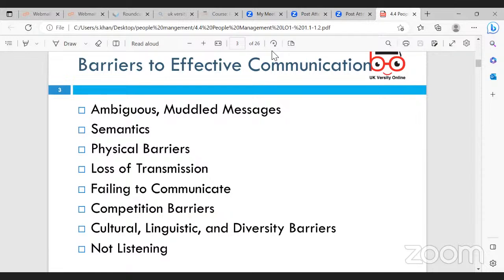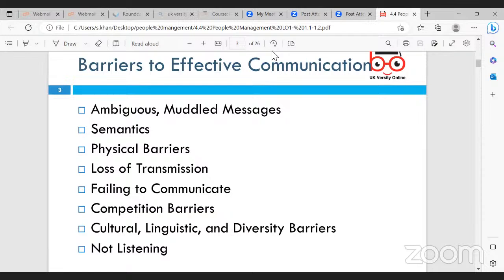Another one is physical barriers, which are those that arise due to certain factors like faulty equipment, noise, closed doors, cabins that cause the information sent from sender to receiver to become distorted, which results in improper communication. Loss of transmission, actually, that is where the message is lost through transmitting, and through sending the message there are barriers, such as that it's not verbally conveyed properly.